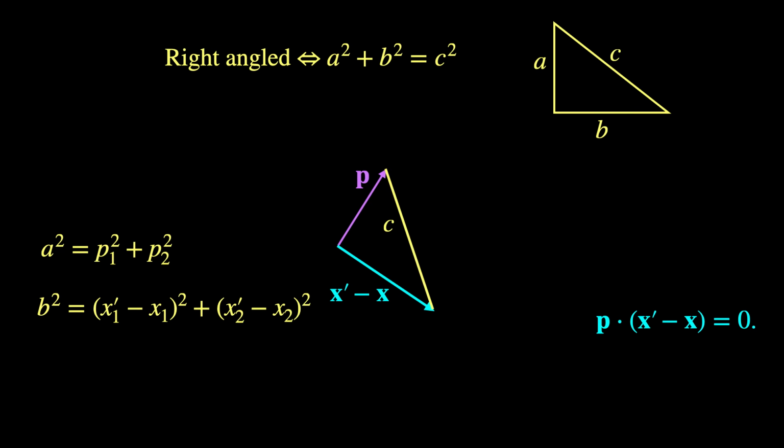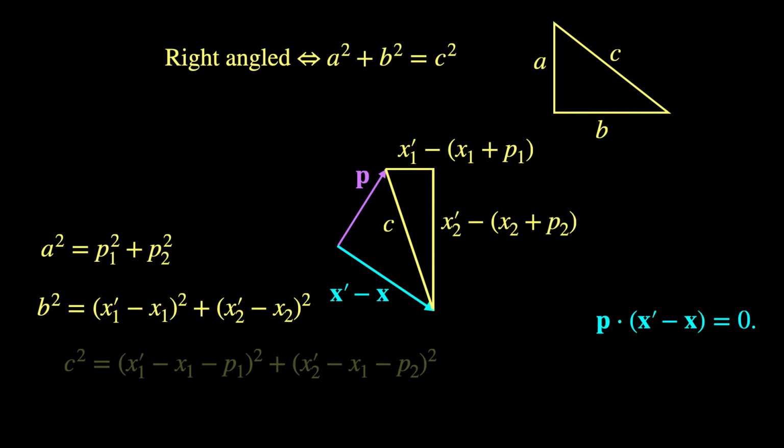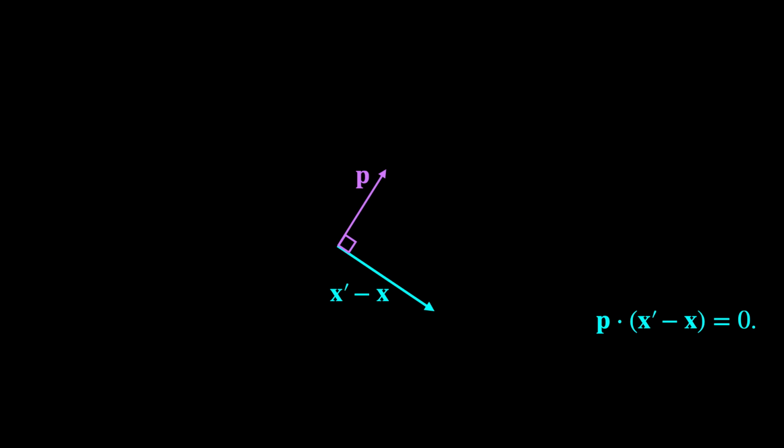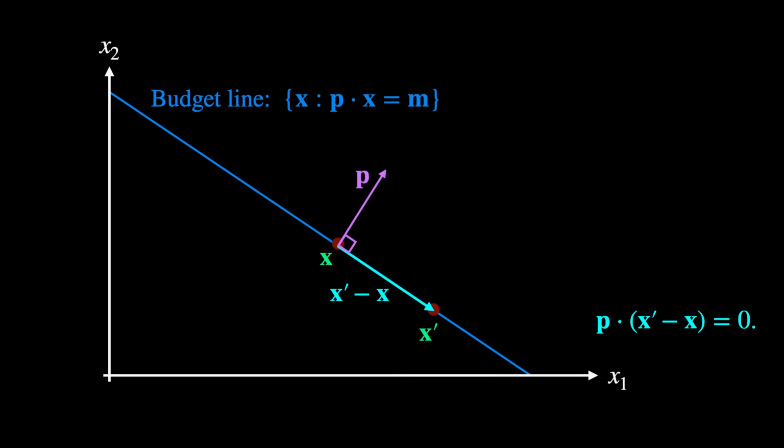To find the length of c, we use the same idea, noting the changes in the first and second dimension to find c squared. Now grab a pencil, pause the video, and show that this equals a squared plus b squared minus twice this dot product, which we know is equal to 0. And so this is indeed a right-angled triangle, which means the price vector is perpendicular. This is a right angle. And of course, this holds at any point on the budget line.